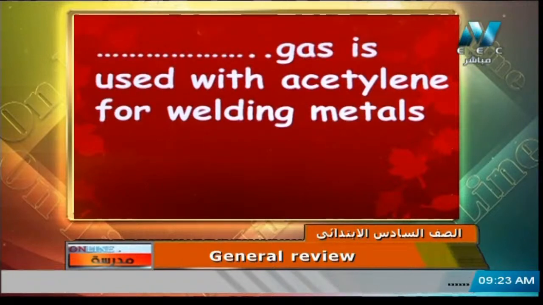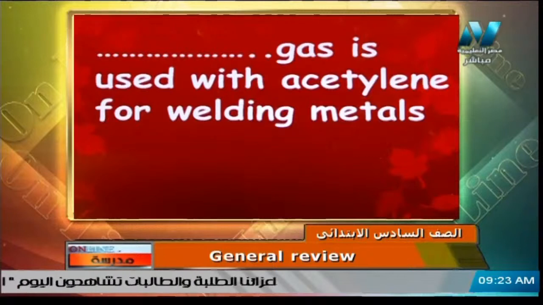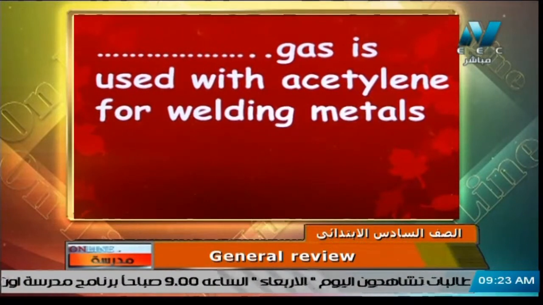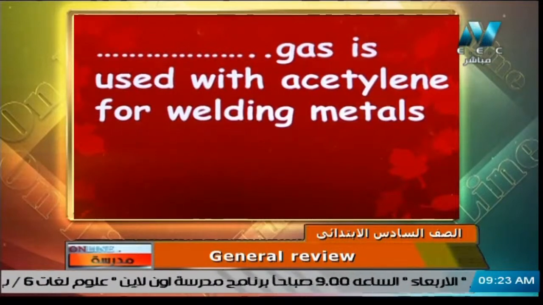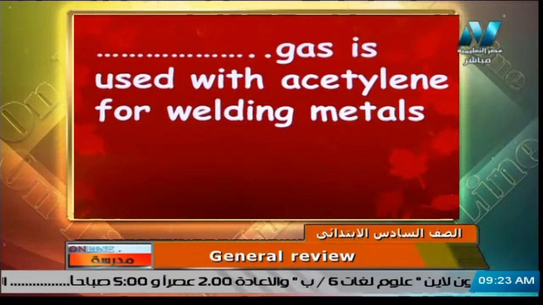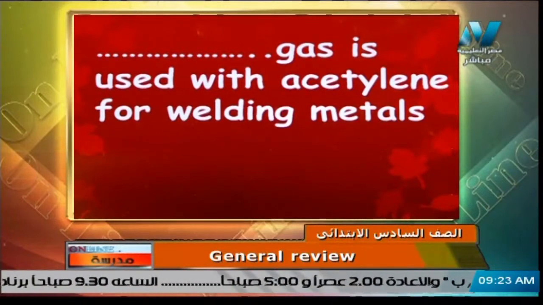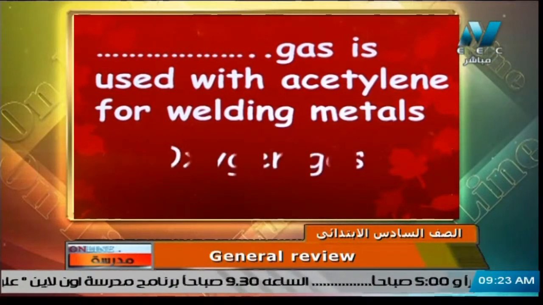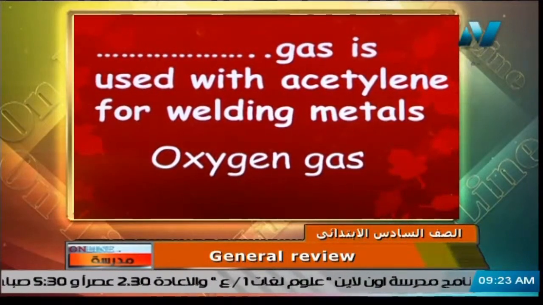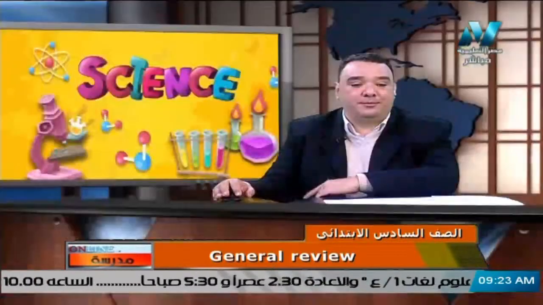Oxygen gas is used with acetylene for welding metals. مين هو الجاز اللي بيستخدم مع الاسيتيلين عشان لحام المعادن؟ اكيد انا محتاج جاز بيعمل increase burning او helps in burning، بيساعد في الاشتعال. طب مين الجاز ده؟ اكيد هو oxygen gas. يبقى ناخد بالنا كويس قوي، الموضوع مش حفظ قد ما هو فهم واستخدام بشكل جيد للمعلومات.